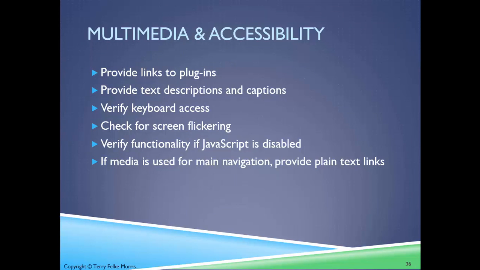Remember that when you're working with this stuff, it's of paramount importance that you account for people who have any kind of limitation, be it physical or otherwise. As it says, provide links to plugins, provide text descriptions and captions, and they should be detailed. Verify that keyboard access works. Check for screen flickering. You've got people who might use your web page that if there's a lot of flickering around, it may literally play with their mental health. Verify that if the person has JavaScript disabled, that they get some kind of a message. If the media is used for main navigation, provide plain text links.